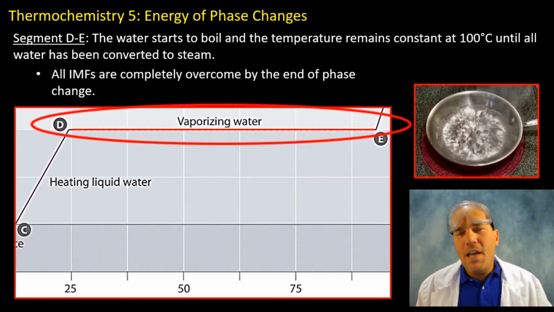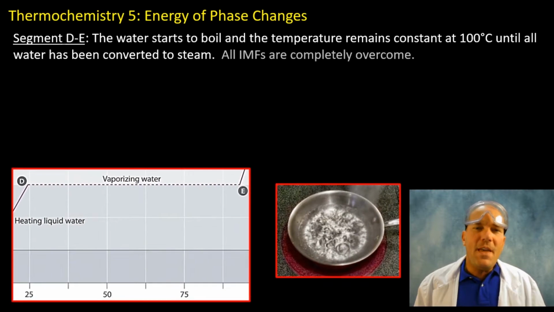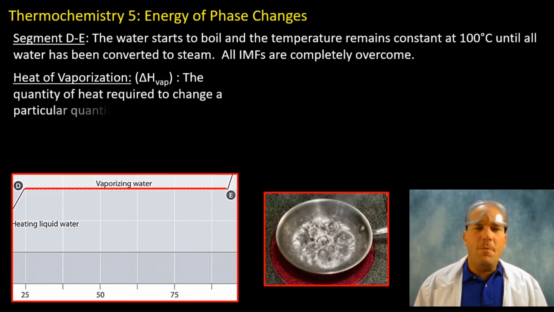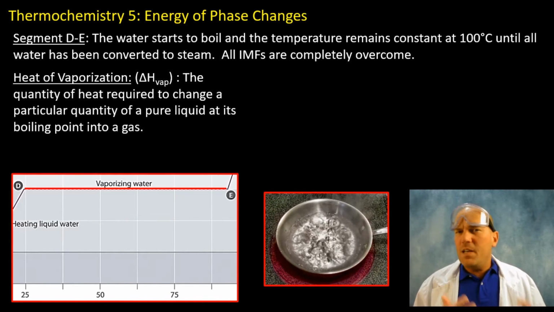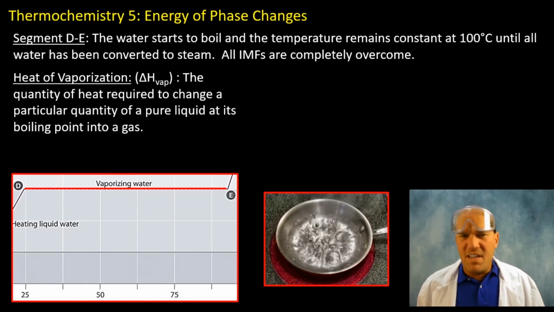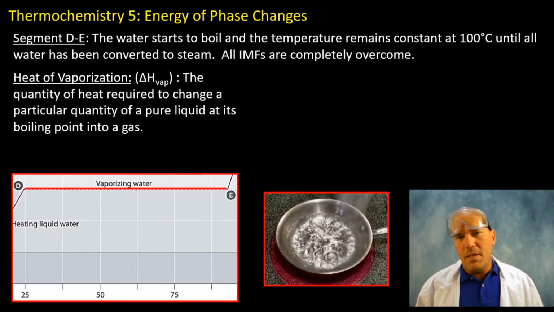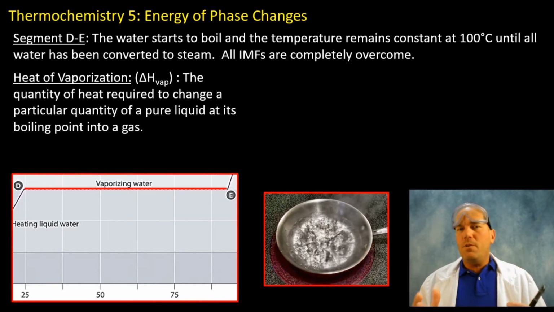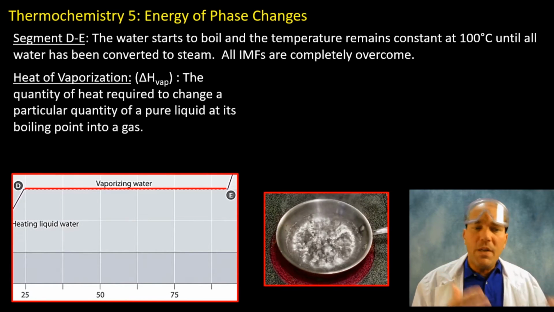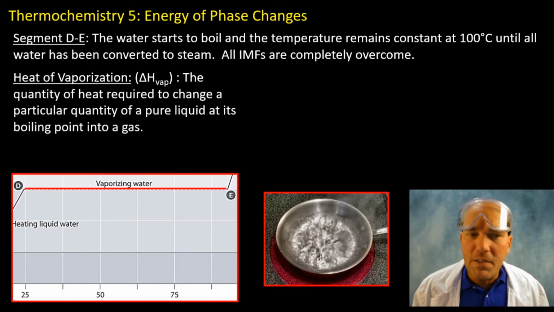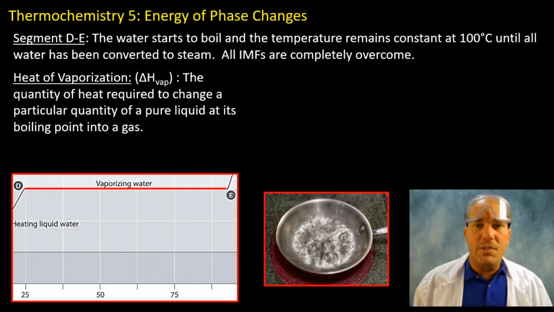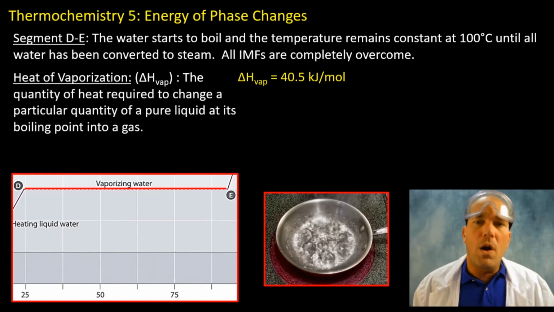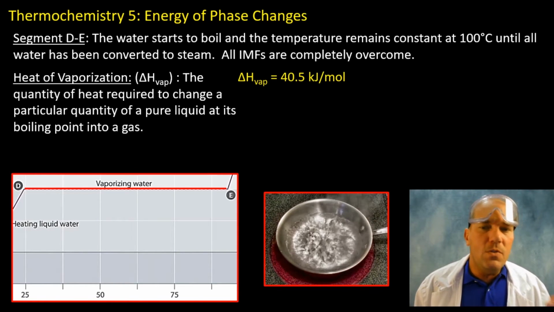So now it is time to define the enthalpy of vaporization. The enthalpy or heat of vaporization is denoted with a subscript VAP for vaporization. It's the quantity of heat that is required to change a particular amount of a pure liquid, in this case water, at its boiling point, in this case 100 degrees Celsius, into a gas or steam. The enthalpy of vaporization for water is 40.5 kilojoules per mole.